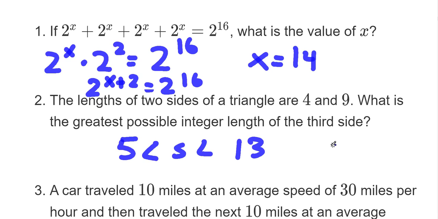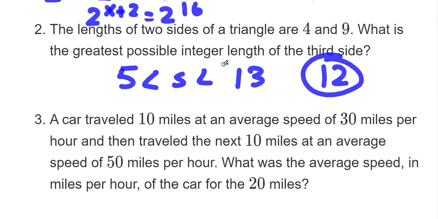So the greatest integer length is going to be 12 units. Okay? It has to be less than 13. And if we wanted to ask for the smallest possible length of the third side, it would be 6.